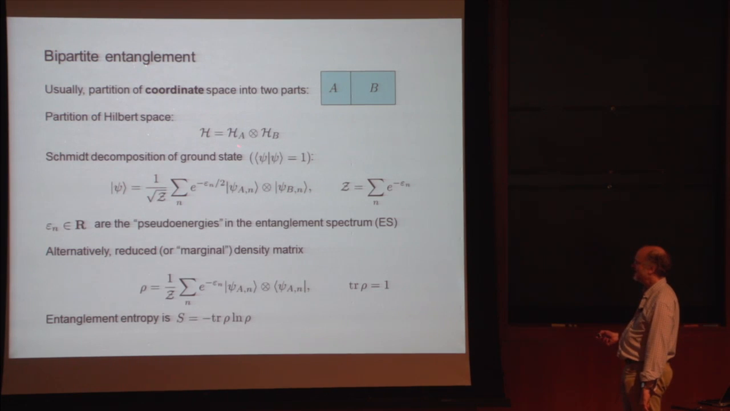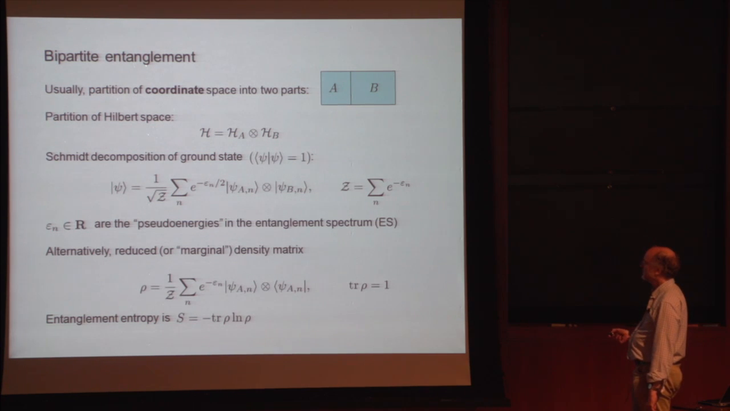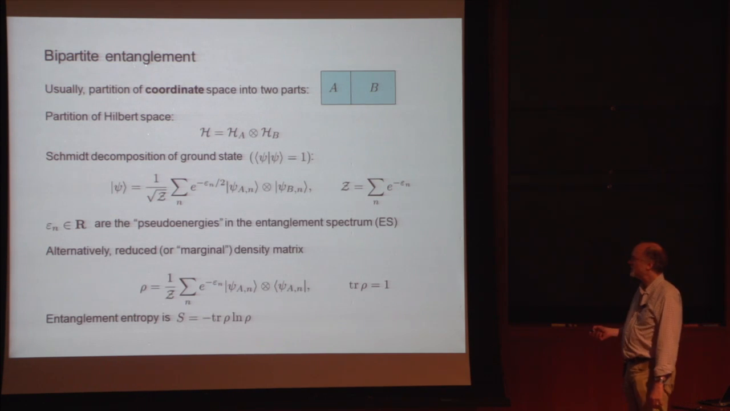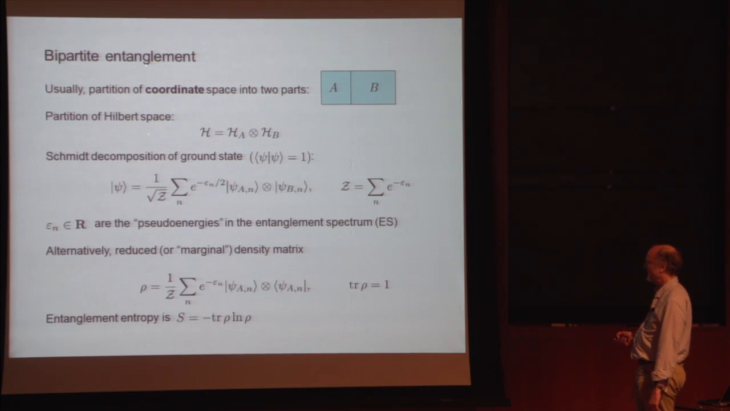And when I write this decomposition, what is implicit is that the psi A n's and psi B n's are orthonormal basis states in the respective Hilbert spaces, so that these are orthonormalized, and then therefore there are coefficients e to the minus epsilon n over 2, which we can take to be real by choice of phases of these basis states. And the overall normalization is 1 over square root of Z, where Z is the sum of these e to the minus epsilons. Sometimes epsilon is replaced by psi on these slides. And so Z looks like a partition function.